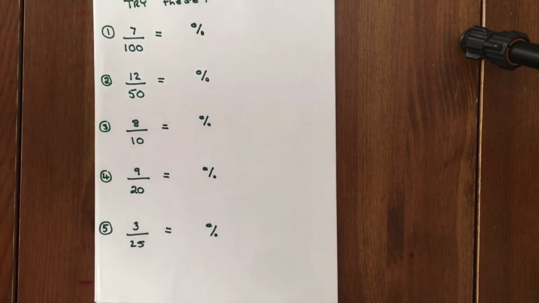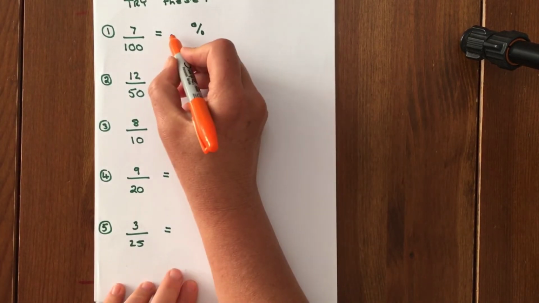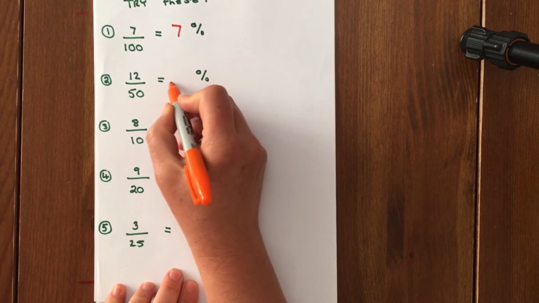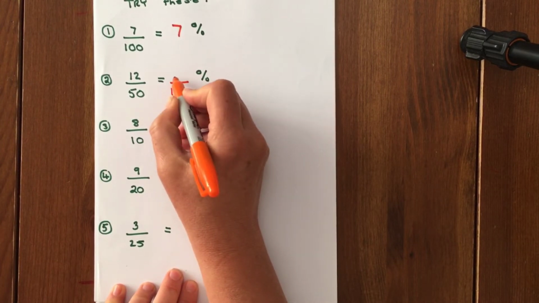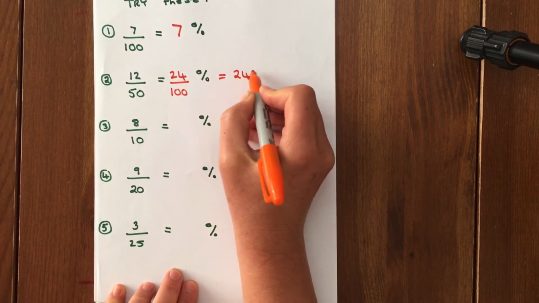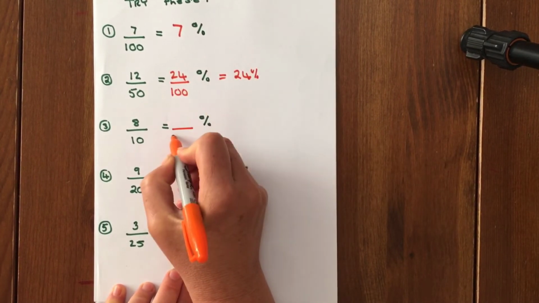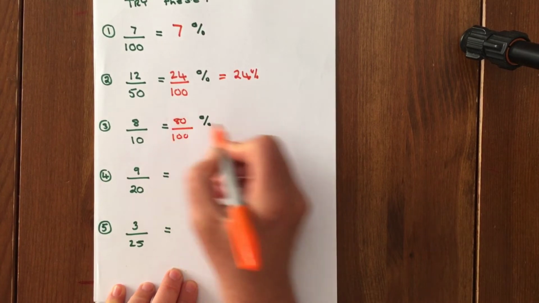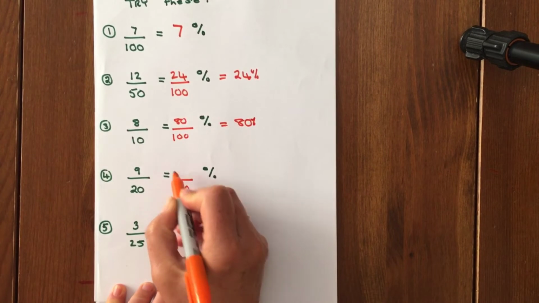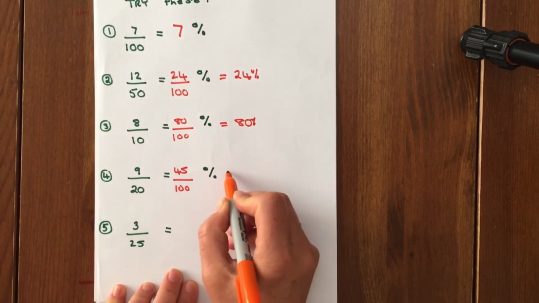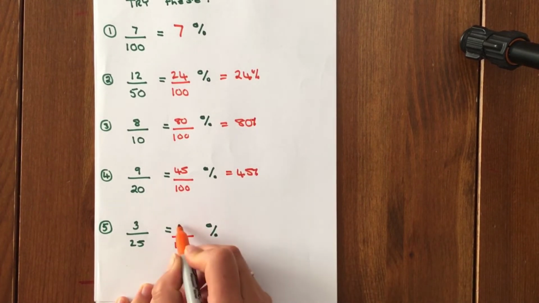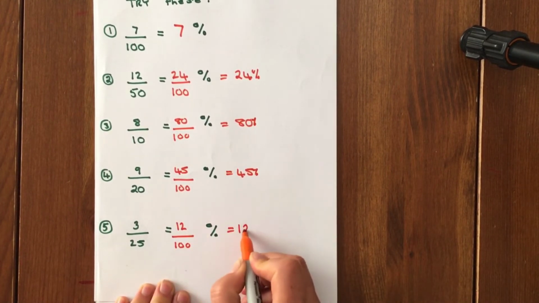Okay, so you've had a good go at that. Let's just go through the answers. Well, this is out of 100, so it's 7. Okay, so I'm going to change it out of 100, so times top and bottom by 2, so I get 24%. Times top and bottom by 10, so I get 80%. Times top and bottom by 5, so I get 45%. Times top and bottom by 4, so I get 12%.